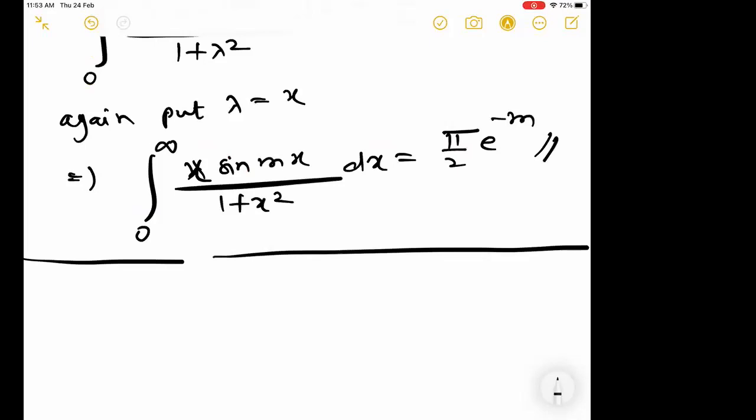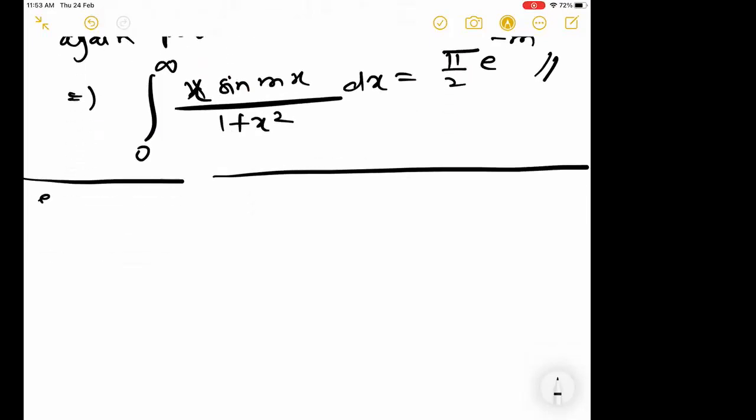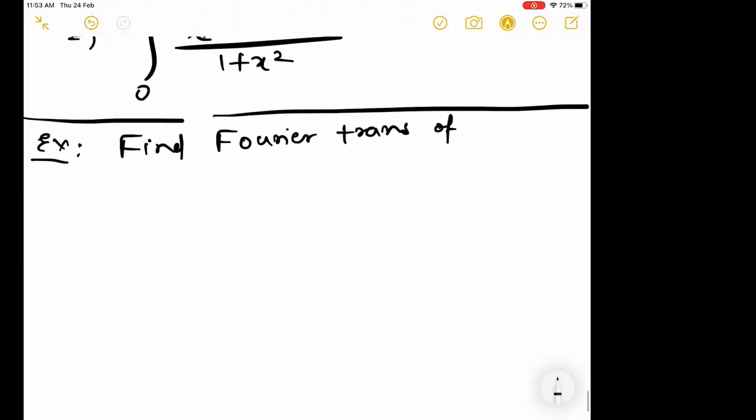Question is find the Fourier transform of. I'm not asking sine or cosine, only Fourier transform of f(x) is equal to 1 and equal to 0 for mod x less than a, and this is mod x greater than a. Second term is mod x greater than a. Find the Fourier transform of this function f(x).